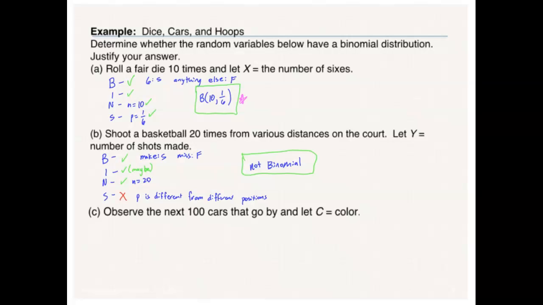So this one's actually not binomial. It fails the first condition. There's no way to define success or failure since they just said let C equal color. If they said let C equal blue, then we could call success being a blue car, and anything else a failure. But no, everything is going to be a color of car. So immediately it fails the binary condition, and it is not binomial.